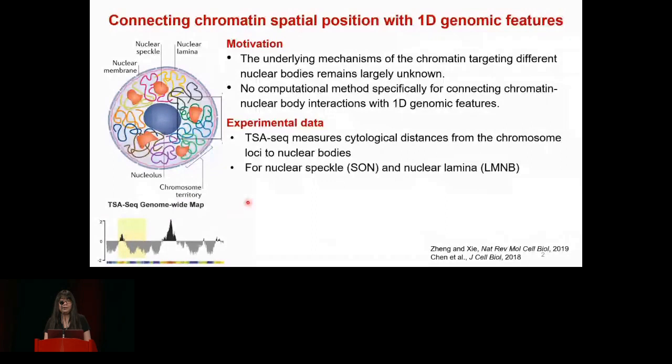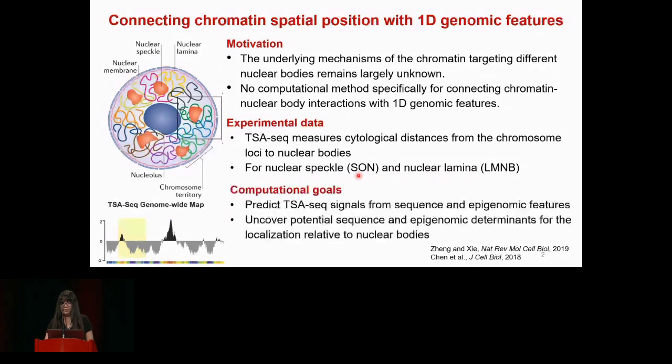In this work, we focus on two types of nuclear bodies: nuclear speckle, which is measured by SON TSA-seq, and nuclear lamina, which is measured by lamin B TSA-seq. From now on, I'll just refer to them as SON TSA-seq and lamina TSA-seq. So with the 1D genomic features and the TSA-seq data available to us, we define two major computational goals for UNADON. Firstly, we aim to predict the TSA-seq signals from the sequence and epigenomic features across various cell types. Secondly, we strive to uncover the potential sequence and epigenomic determinants for the localization relative to the nuclear bodies.